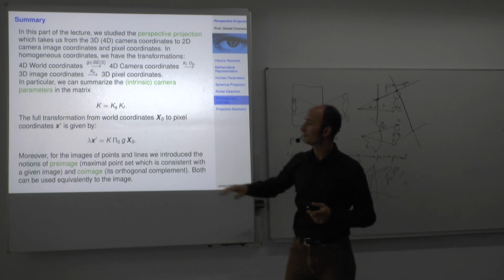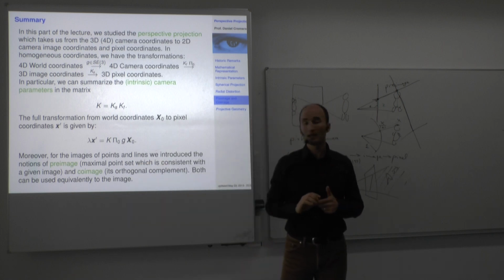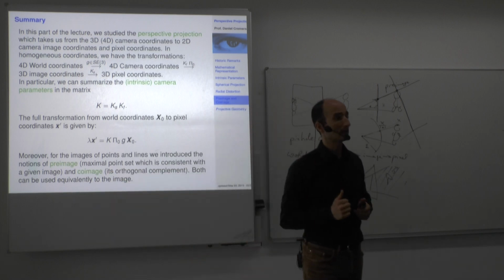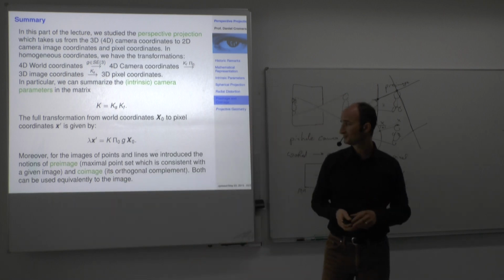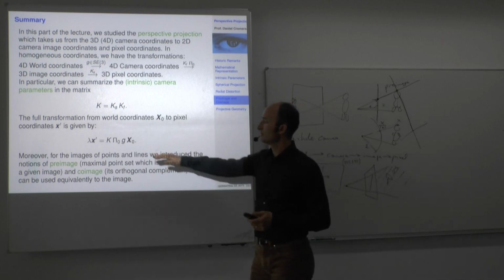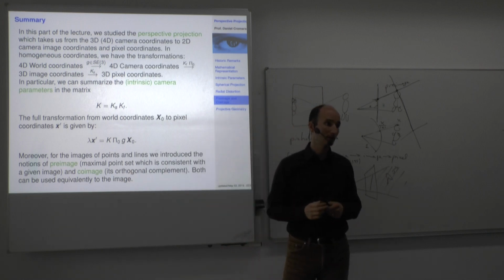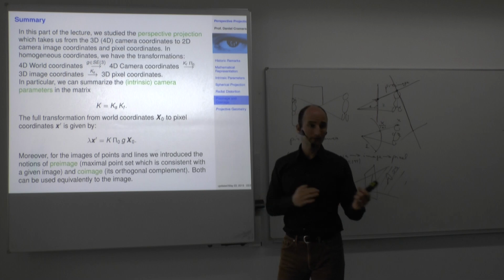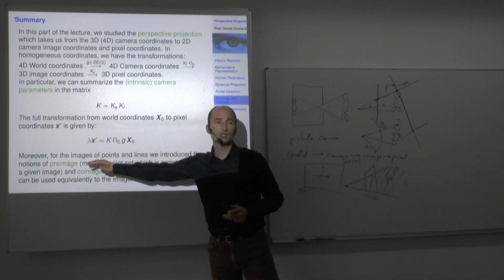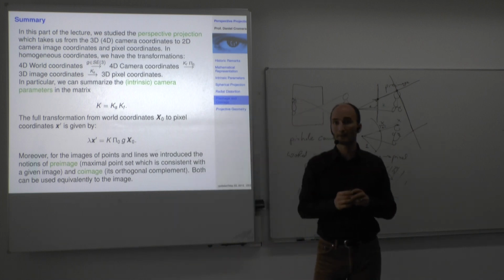But once we have lines or points, then the pre-images are linear spaces, and so then we can characterize these pre-images also by their co-image. And so we can use pre-image and co-image equivalently to using the image of the point, because we can recover one from the other. As you've seen, we can get the image from the pre-image just by intersecting the pre-image with the image plane.